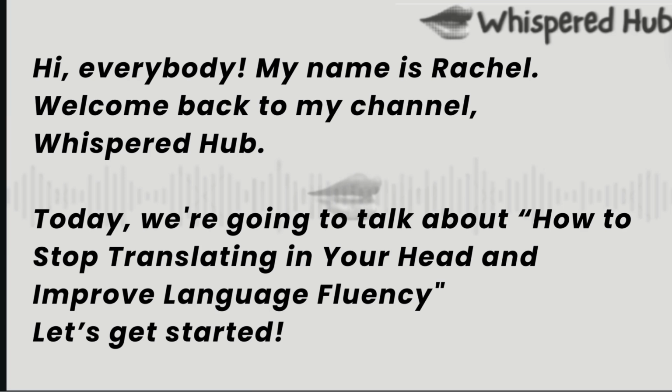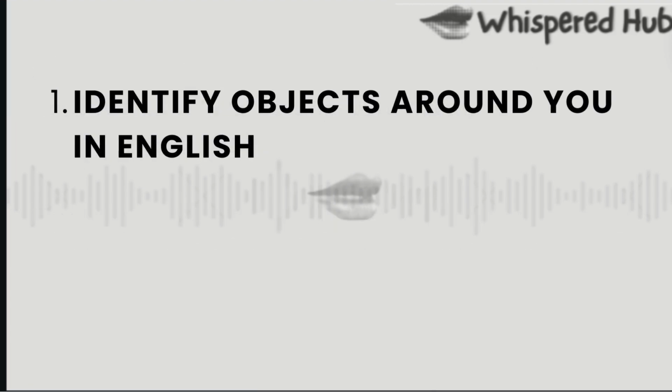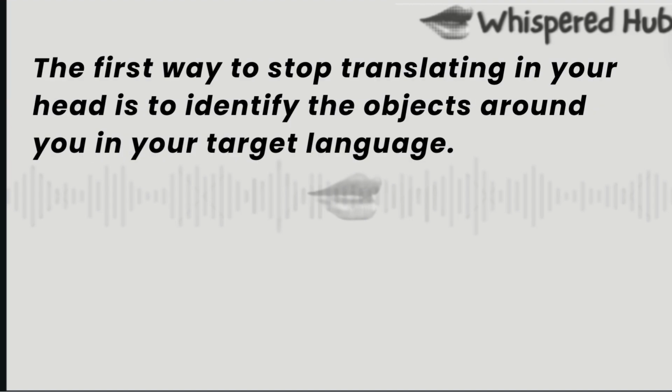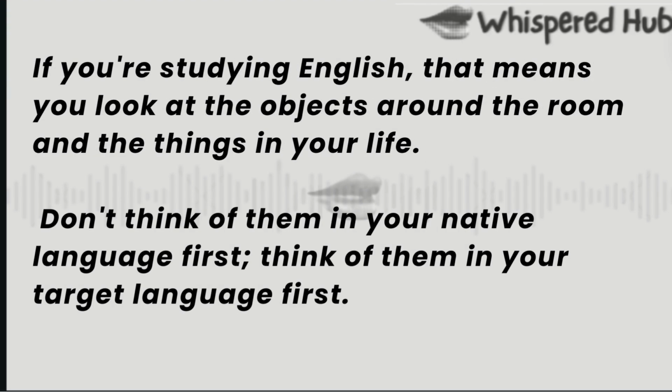Today, we're going to talk about how to stop translating in your head and improve language fluency. Let's get started. Identify objects around you in English. The first way to stop translating in your head is to identify the objects around you in your target language. If you're studying English, that means you look at the objects around the room and the things in your life. Don't think of them in your native language first. Think of them in your target language first.